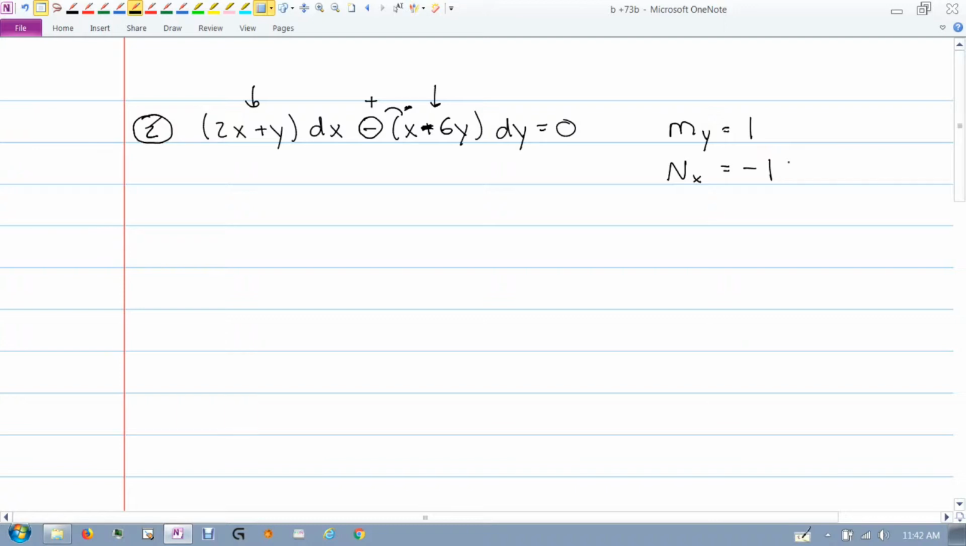And the instructions say that we're supposed to figure out if it's exact or not, and if it is exact, to solve it. If it's not, we're just going to say it's not.